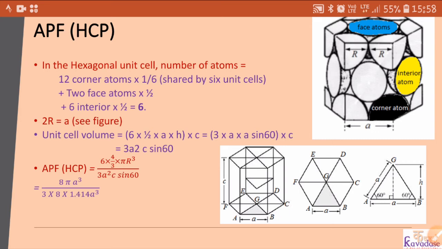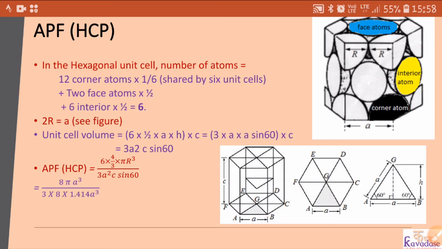Okay, plus there are 2 face atoms. So 2 face atoms into 1 by 2, as each is shared by 2 cells. Okay, and there are 6 interior atoms, each shared by 2 unit cells, so 1 by 2 multiplied by 1 by 2. So by simplification, you will get 6 effective atoms.